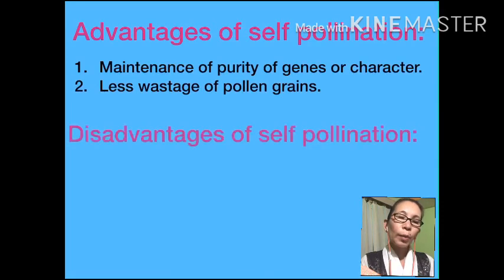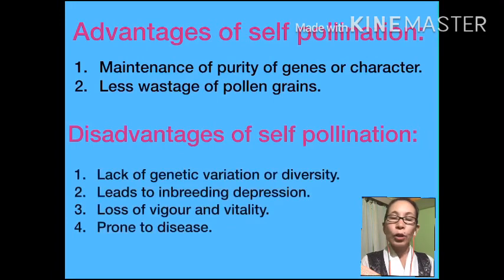But let us also be aware of the disadvantages of self-pollination. There is lack of variation or genetic diversity in the population as the gametes come from one plant. When self-pollination is prolonged or continued for a long period of time, it leads to inbreeding depression, which implies that there is a reduced fitness in the population.